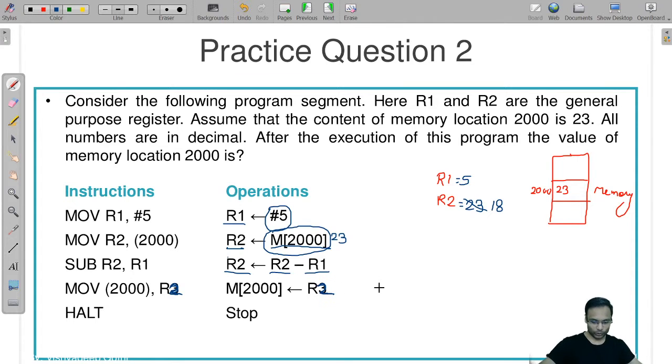Right now what I'll have to do is move the value of R2 into the memory on location 2000. What is the value of R2 right now? 18. This I'll have to move to the memory location 2000. So location 2000 is updated by the current value of R2, which is 18, and stop. So what is the question? What is the value at memory location 2000 after running this program completely? The answer of this question will be 18. I hope you guys understood this.